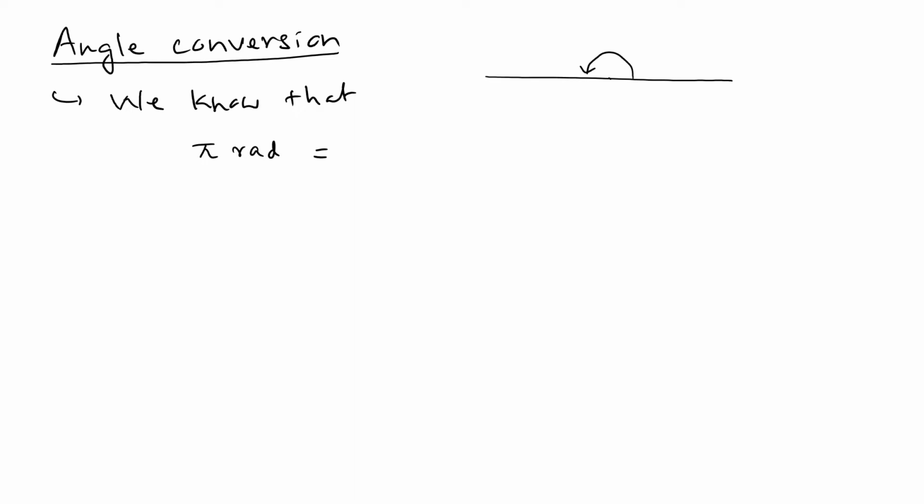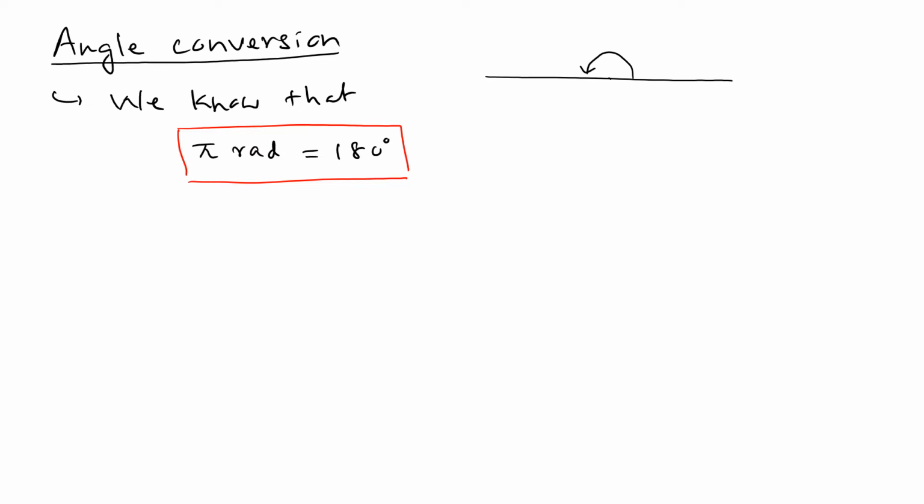We know that a straight angle means the angle of a straight line. This angle is pi radians, and in degrees this is equal to 180 degrees. We can use this as a standard relation. From that we can find how much is 1 radian.